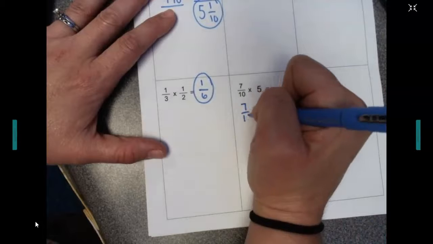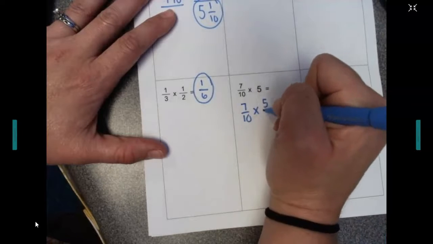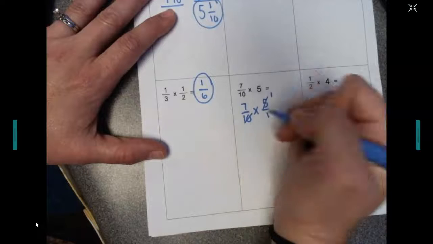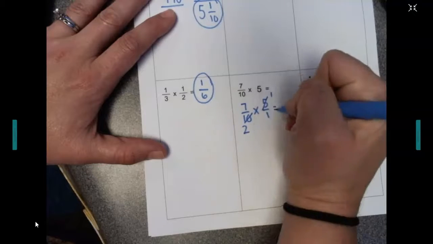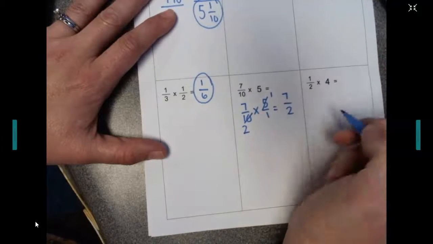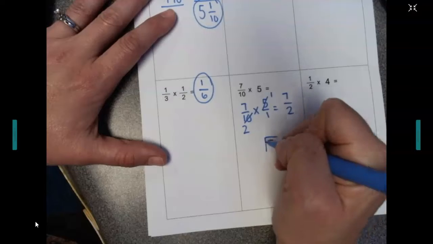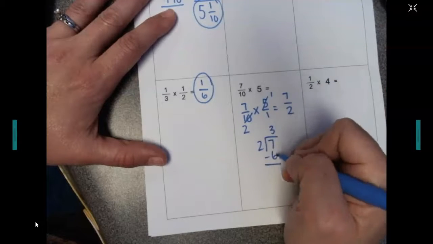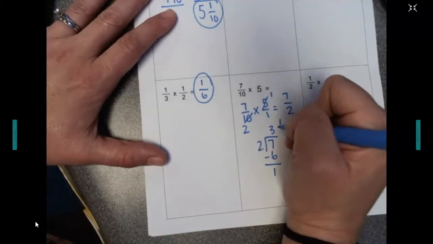This one we have 7 over 10 times 5 over 1. I'm going to look at my 5 and my 10. 5 goes into 5 once, 5 goes into 10 twice. So we have 7 over 2. We're going to divide that. If you can do it in your head, that's fine. 2 times 3 is 6. 7 minus 6 is 1, so 3 and 1/2.